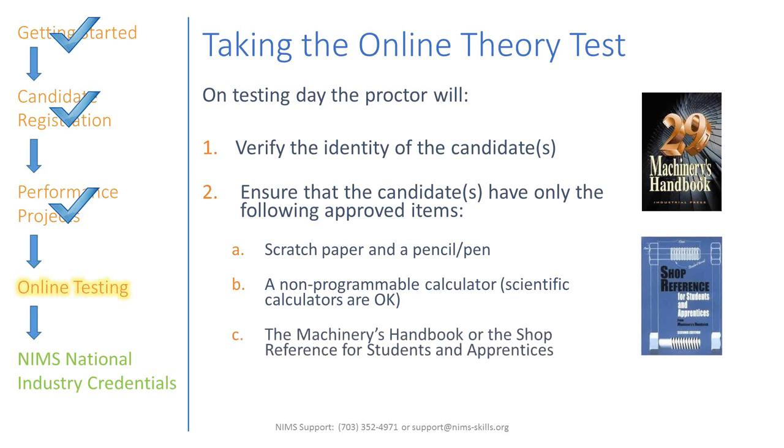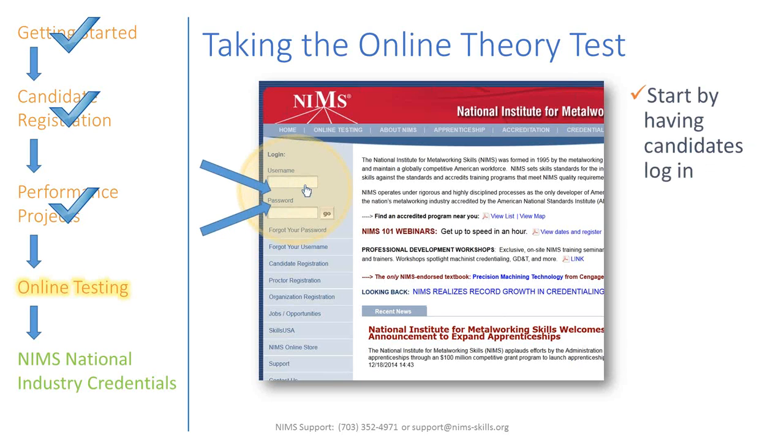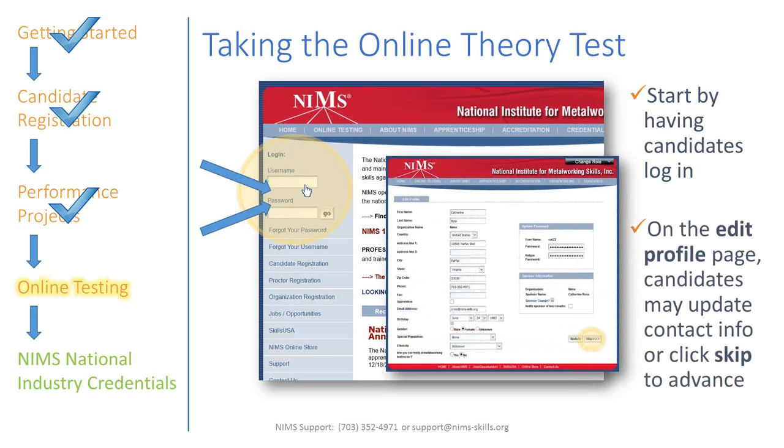When ready, candidates will go to the NIMS Online Testing Center and log in with their usernames and passwords. Remember, the candidate logs in, not the proctor. Candidates can then update their contact info on the profile page or continue by clicking Skip. This is especially important if the candidate was registered by someone else.